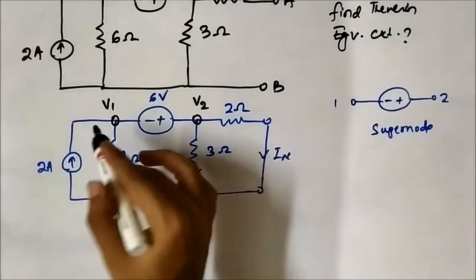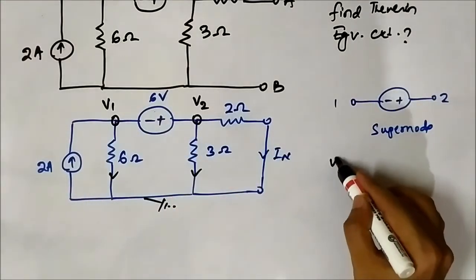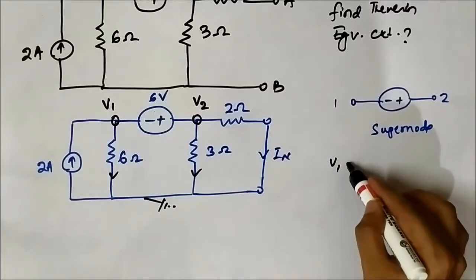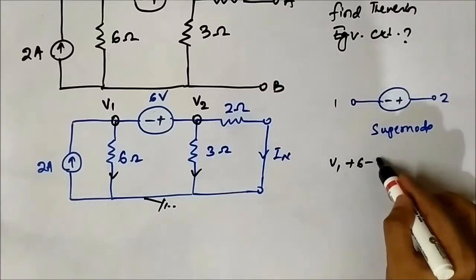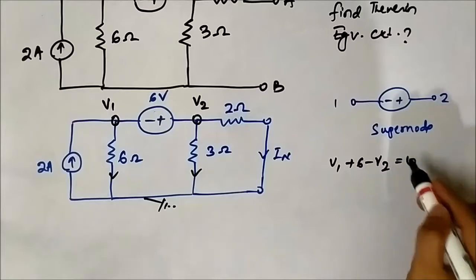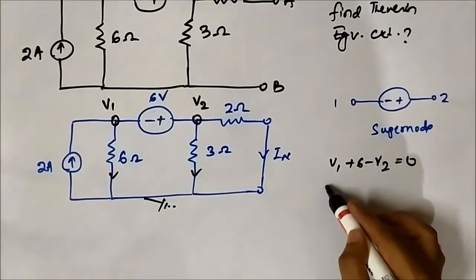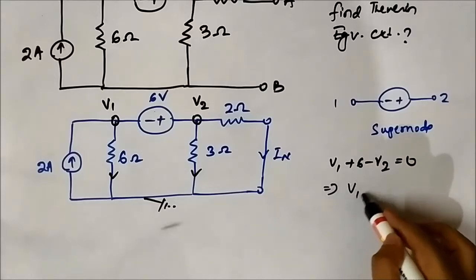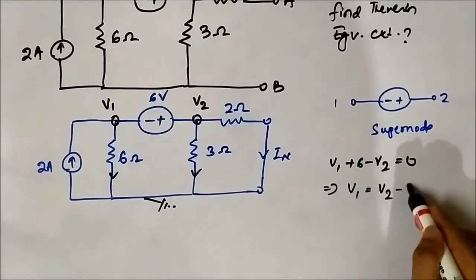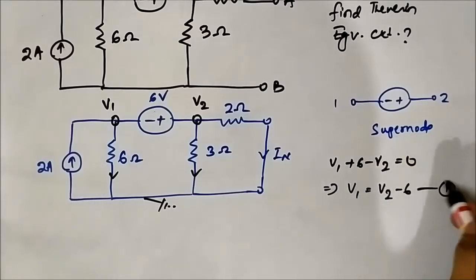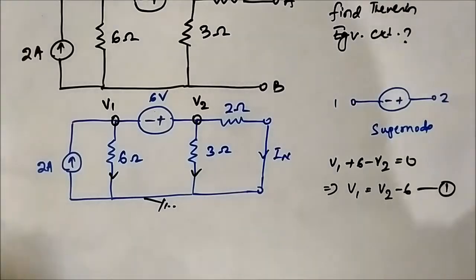So first the auxiliary equation: V1 plus 6 minus V2 is equal to 0. That is the auxiliary equation, or we can say V1 is equal to V2 minus 6. That is equation number 1.